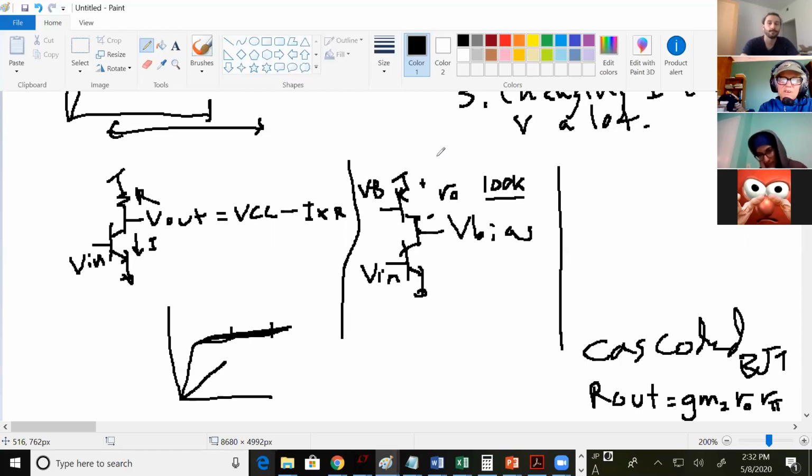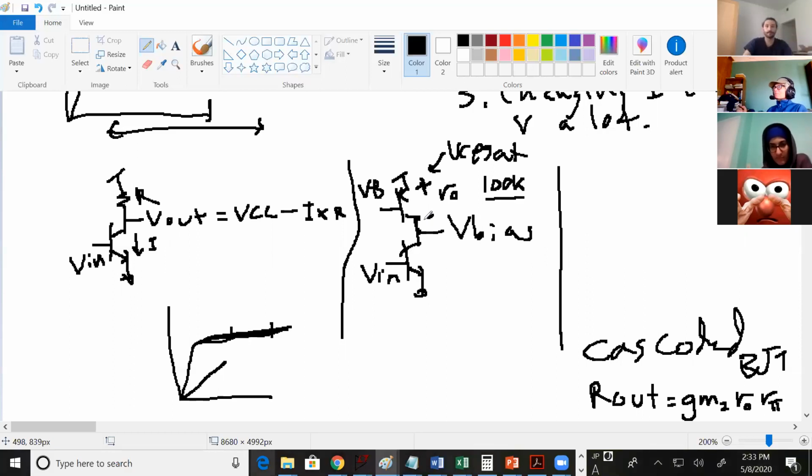And I'm sorry, I forgot to say one thing. Oh, my pen's back. This is just VCE SAT. As long as you have VCE SAT across this transistor, voltage from here to here, it will behave like that big a resistor. It just doesn't need that big voltage drop.